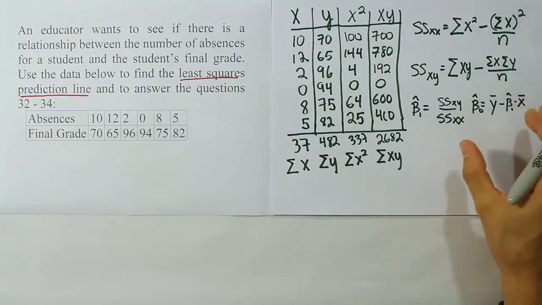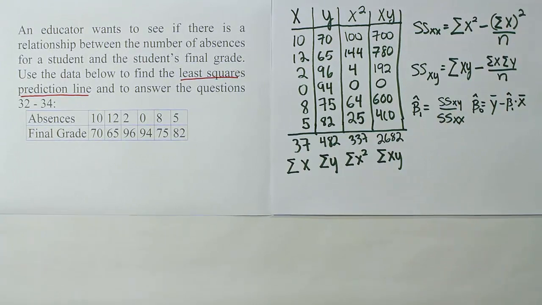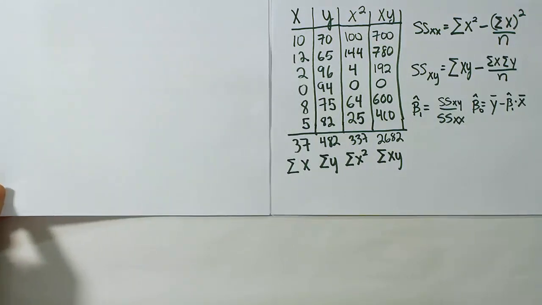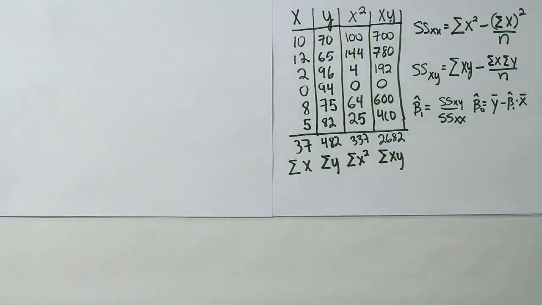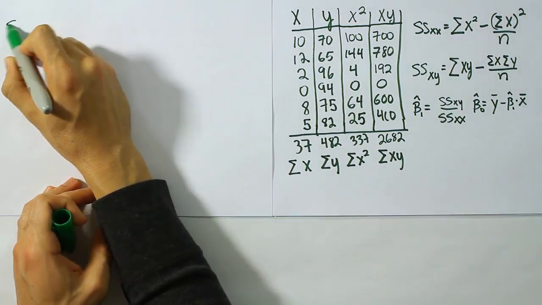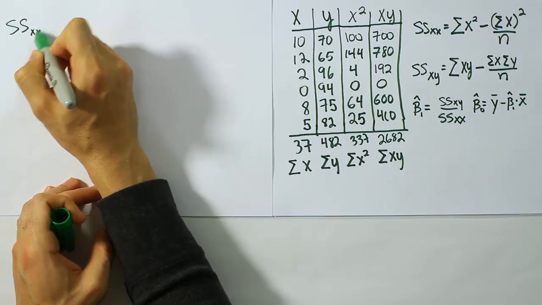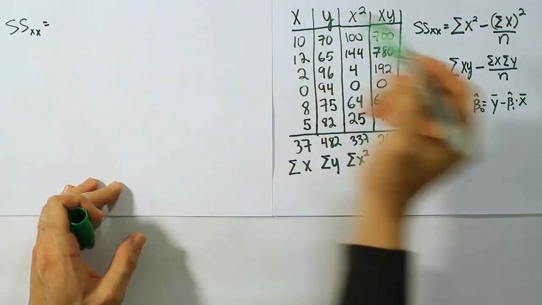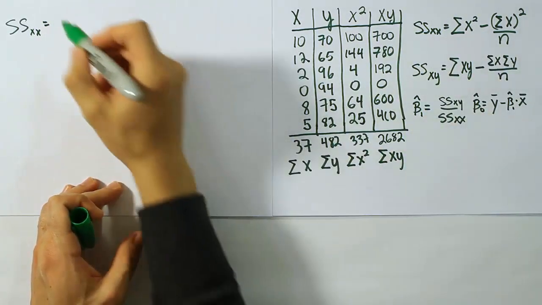Okay, so let's fill in these 4 formulas to finish the problem, and I'm going to use another sheet of paper for that just so you don't end up having everything squeezed in on one page. Okay, so let's go ahead and do the first one, which is the sum of squares for xx. Okay, so we're going to put the summation of x squared in there. That's 337.